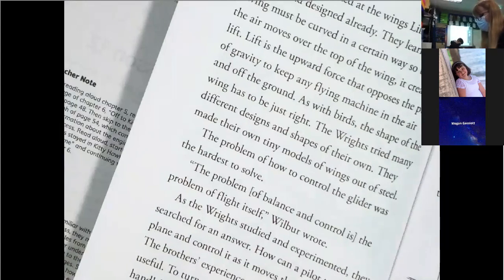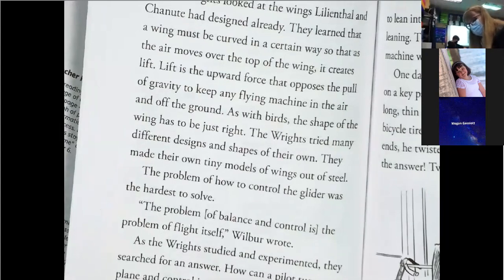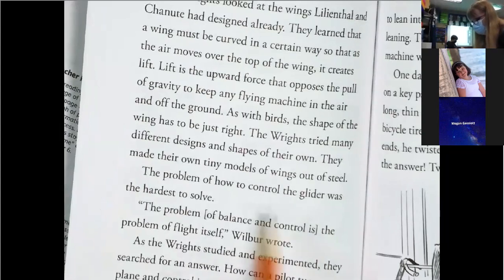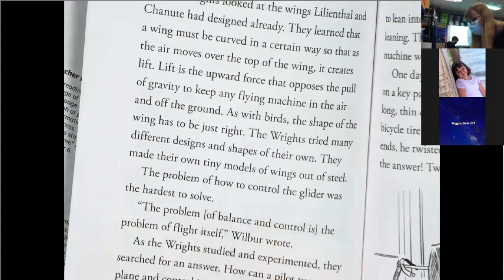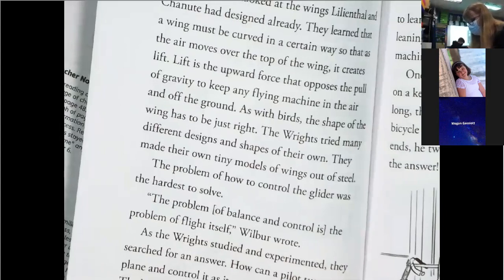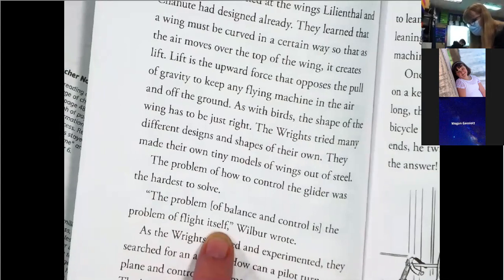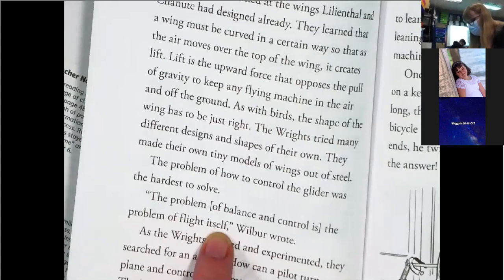All right. The problem of how to control the glider was the hardest to solve. Is that a criteria question? Yes. The problem of how to control the glider was the hardest to solve. So constraints is limitations, isn't it? And that's a limitation. The problem of balance and control is the problem of flight itself. That's a constraint problem. That's a limitation. So if you wanted to write that as a limitation, go ahead.